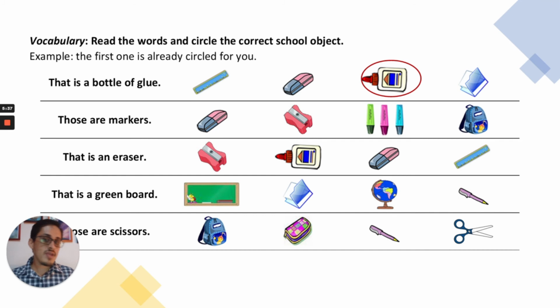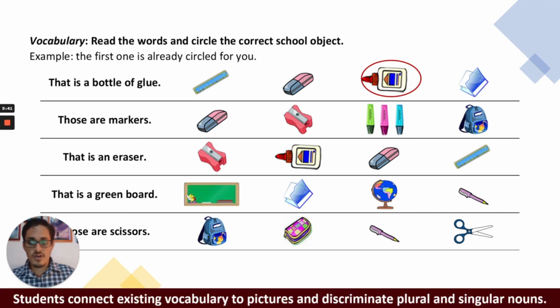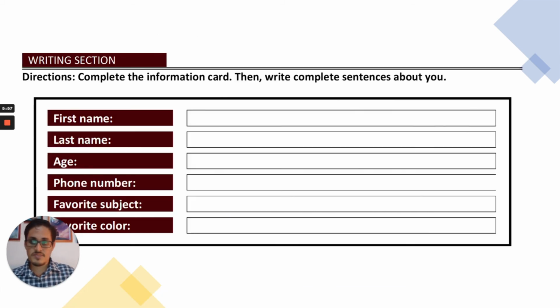And we have the vocabulary section. In this case, students have to find a relationship by connecting existing vocabulary to pictures and discriminate plural and singular nouns. And at this point, what we are looking at is if they can identify and match words with the corresponding pictures.